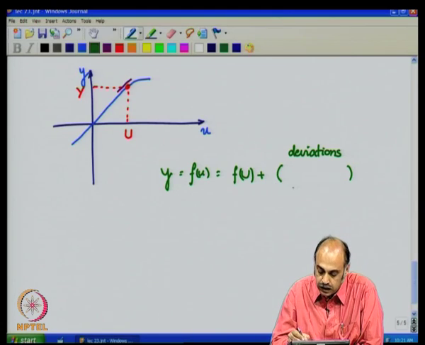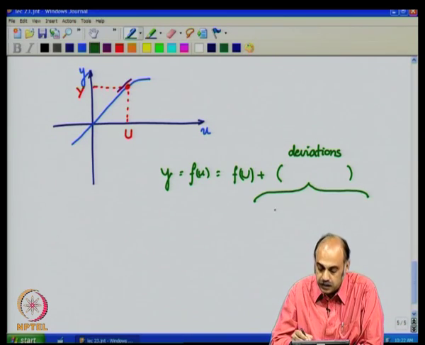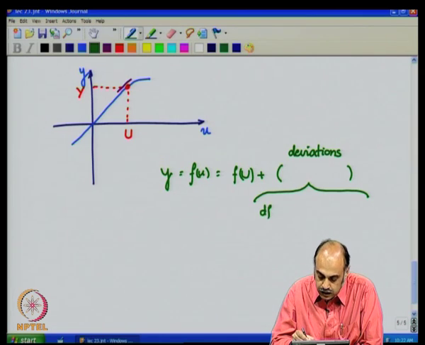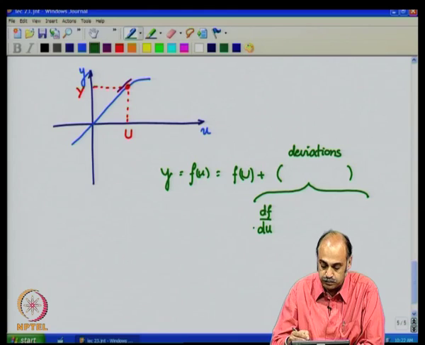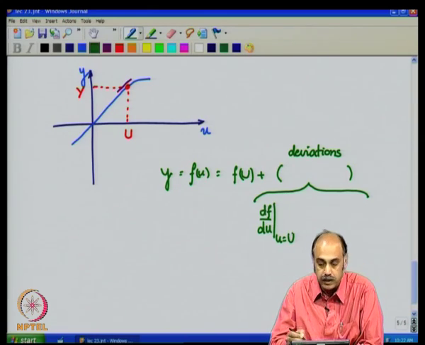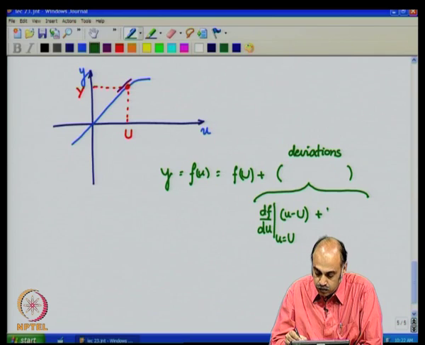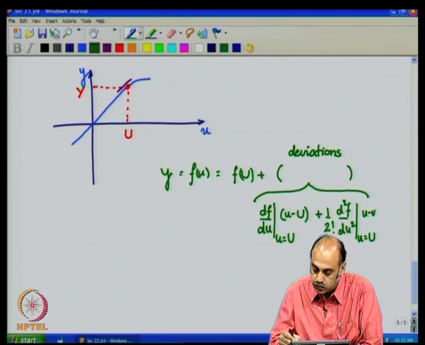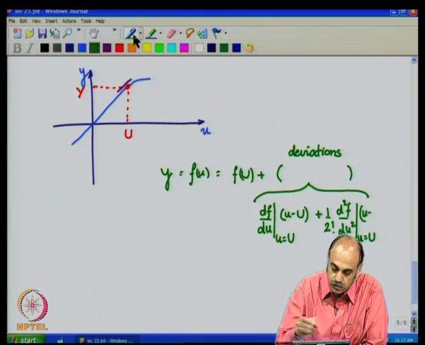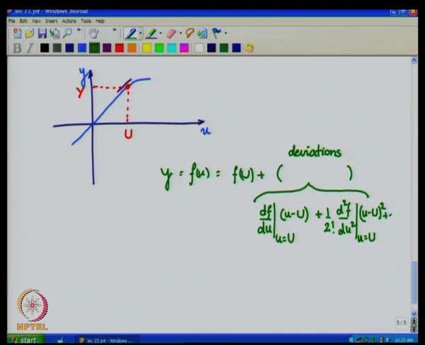Now, this if you recall, we had used the Taylor series: df by du, the derivative of f with respect to u evaluated at u equal to the nominal operating point, into the deviation u minus U, plus 1 by 2 factorial d square f by du square evaluated at the nominal operating point, into u minus U whole square, plus so on, it keeps going. So, this is nothing but the Taylor series expansion.